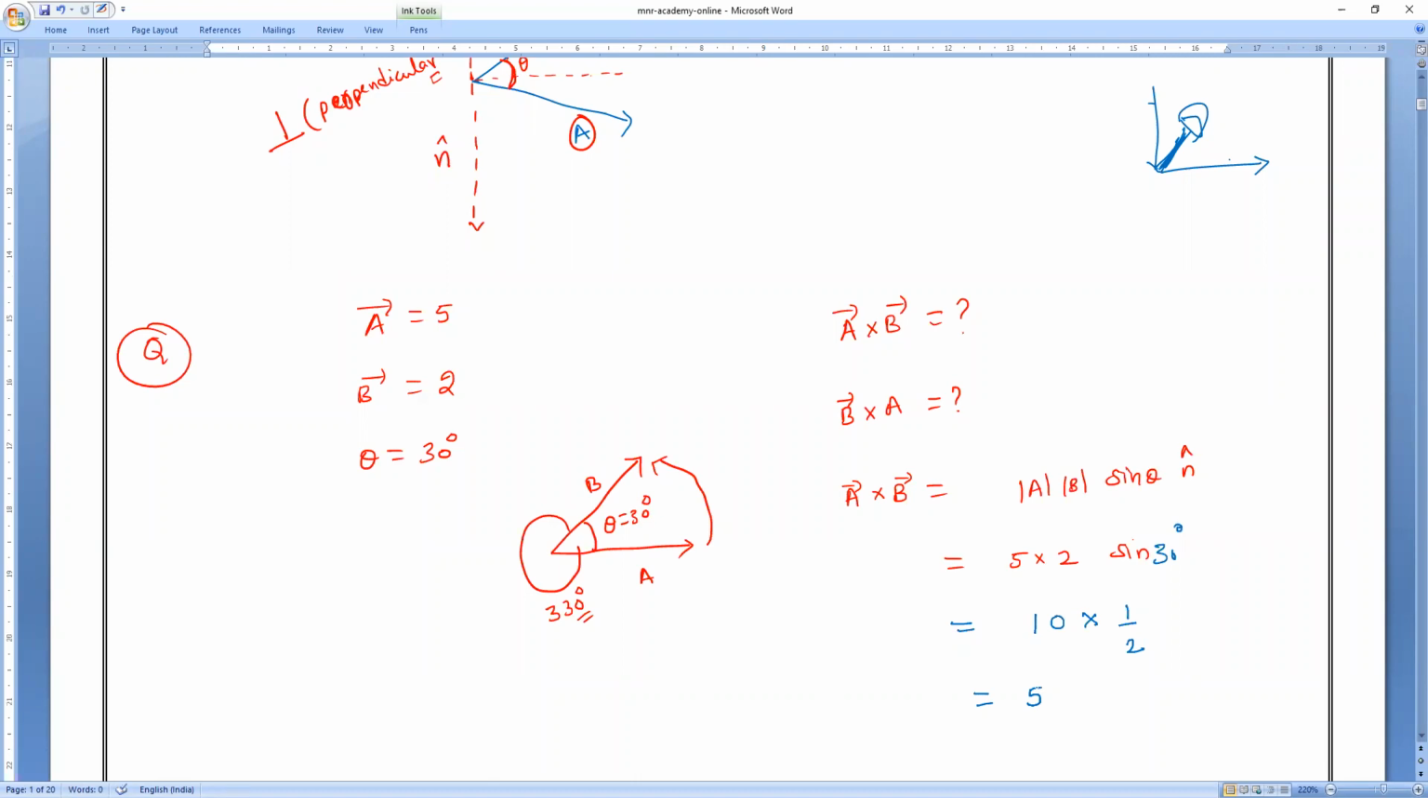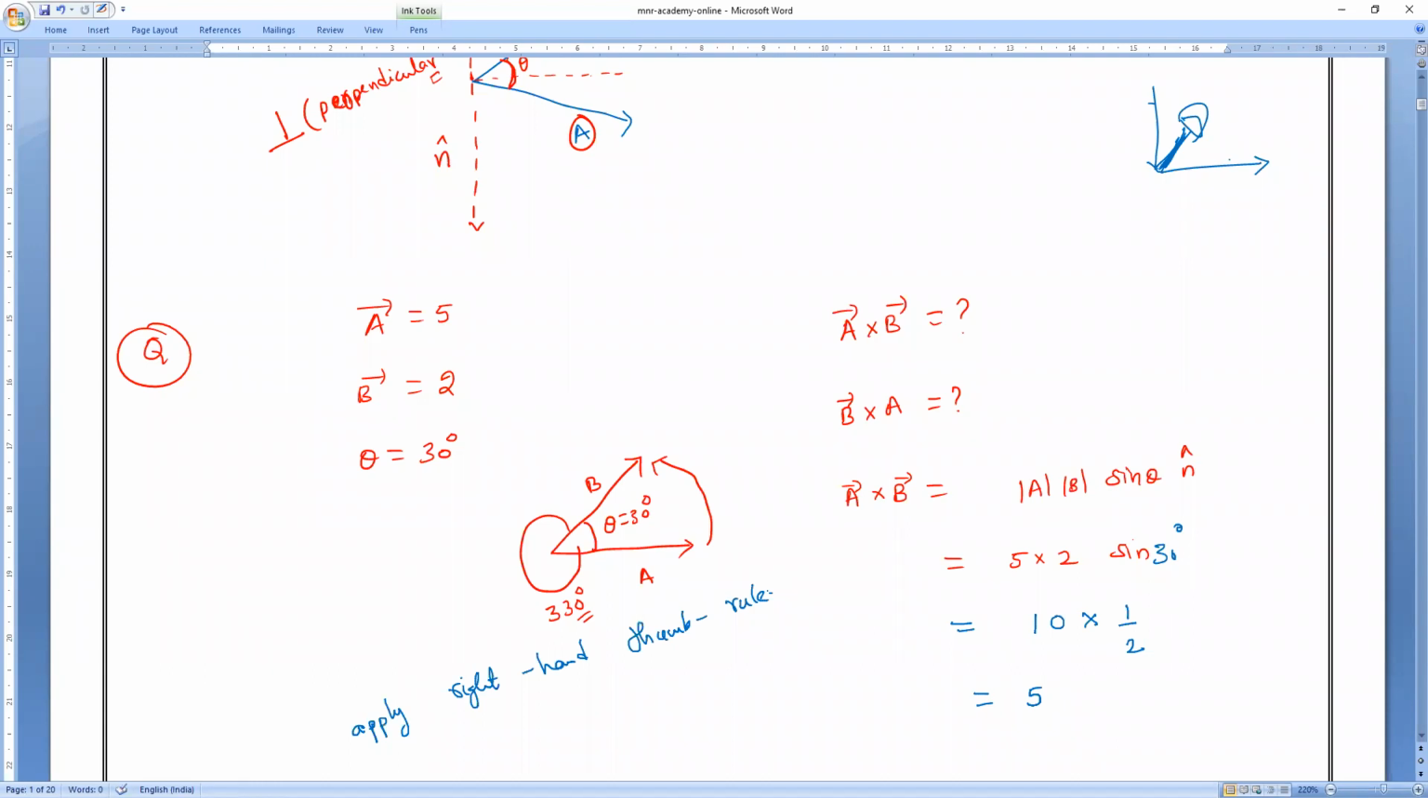But now we have to find the direction. To find the direction, please remember, we have to apply the right hand thumb rule. Remember our class 10th, we have been applying the right hand thumb rule.